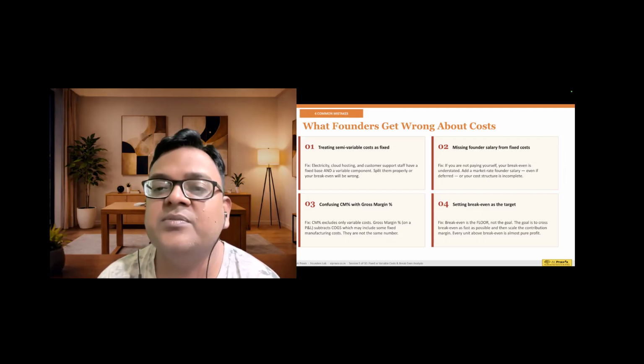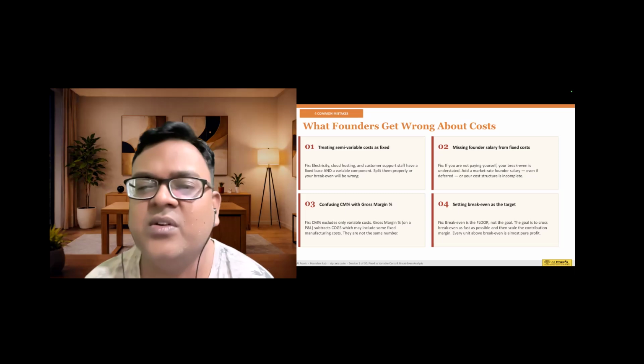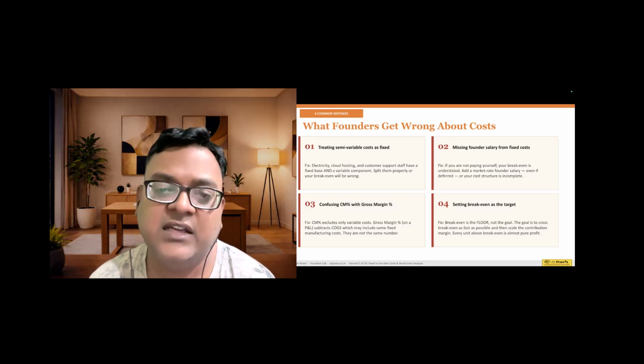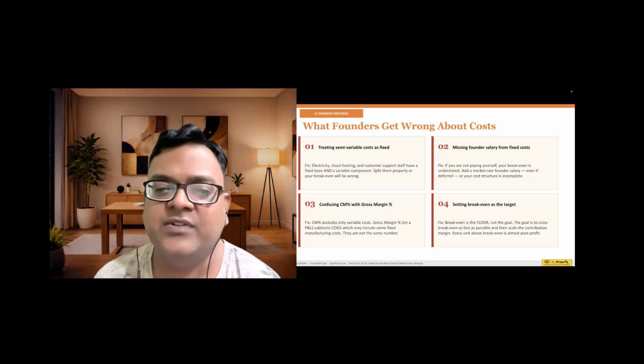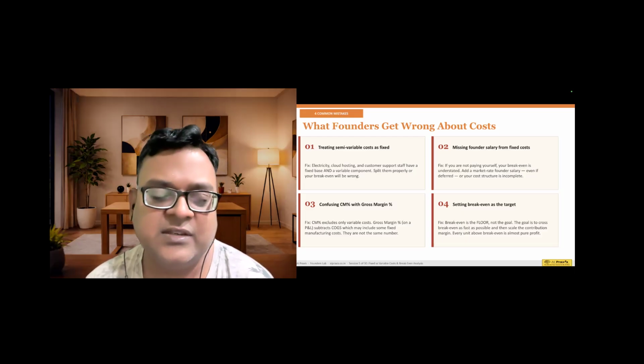The second mistake is missing founder salary from fixed cost. If you're not paying yourself, your break even is understated. A market rate founder salary, even if deferred, is needed, or your cost structure is incomplete.